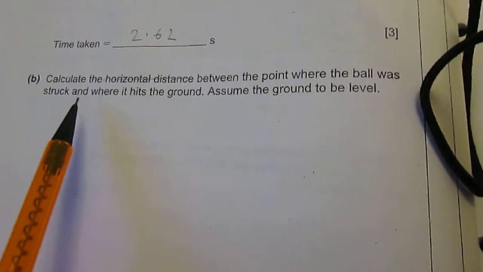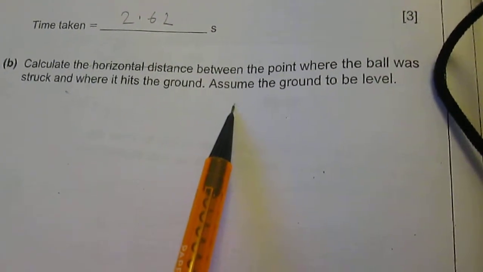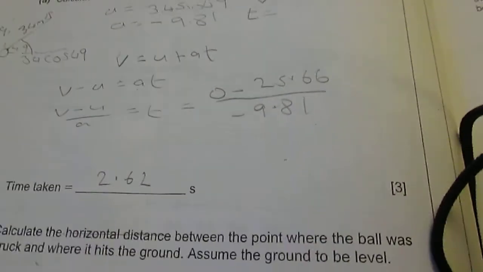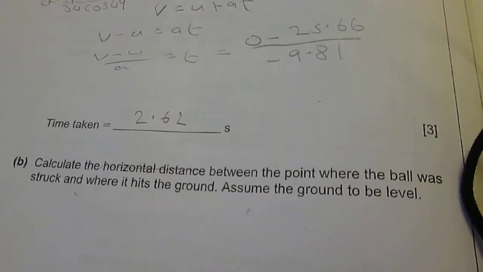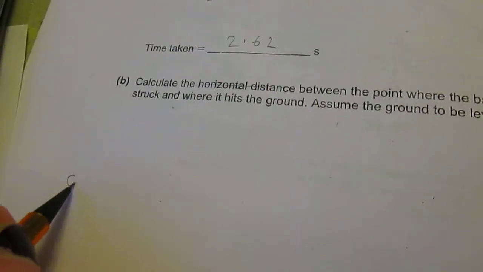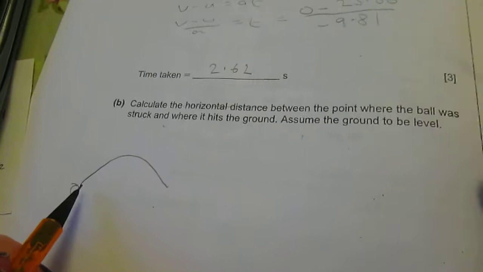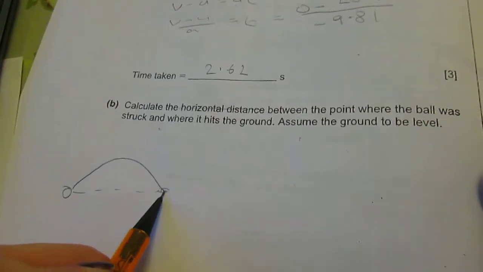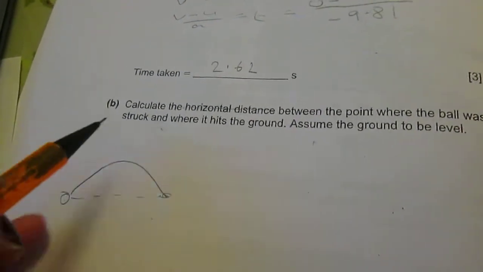So the next part is it wants us to calculate the horizontal distance between the point where the ball was struck and where it hits the ground. Assume the ground to be level. Now it just tells us that the golf ball follows a path, so we're going to assume that it lands at the same level that it was hit off from.